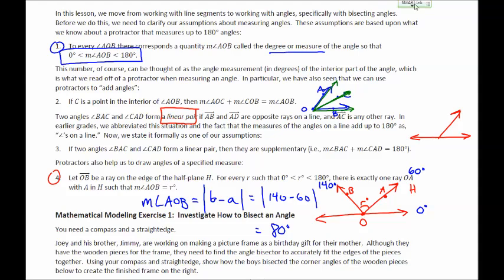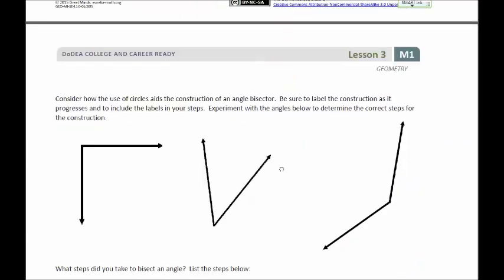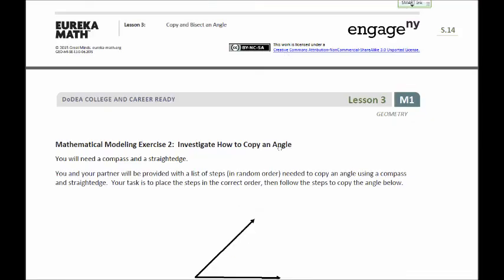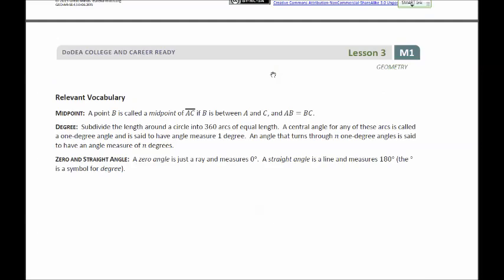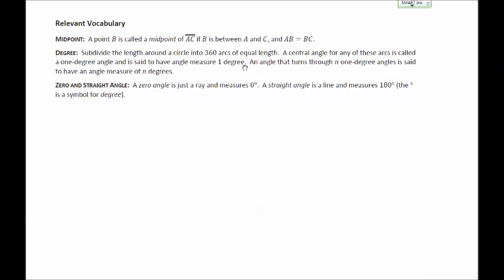We will spend most of our time in class looking at how to bisect. And so let's jump down to the next, let's do some vocabulary very quickly. Midpoint is the point in the middle. B is the midpoint of AC if the distance from A to B is the same as B to C. So the midpoint is the point in the middle.